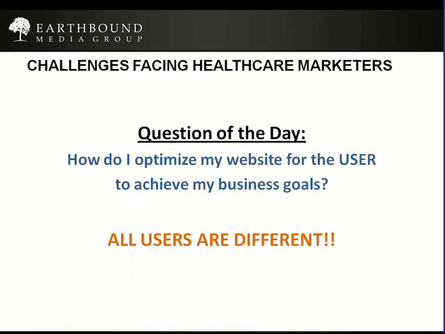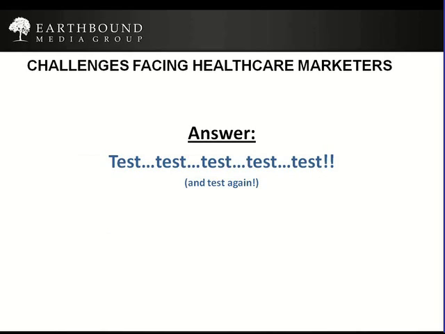So the question of the day is, how do you optimize your website for the end user to achieve your business goals, especially when all users are different? And the answer is really test, test, test, and test again. As you'll see in the case studies later in the presentation, testing needs to become part of your organization's culture so that you can continually optimize and improve your website to meet the end user's needs as best as possible.